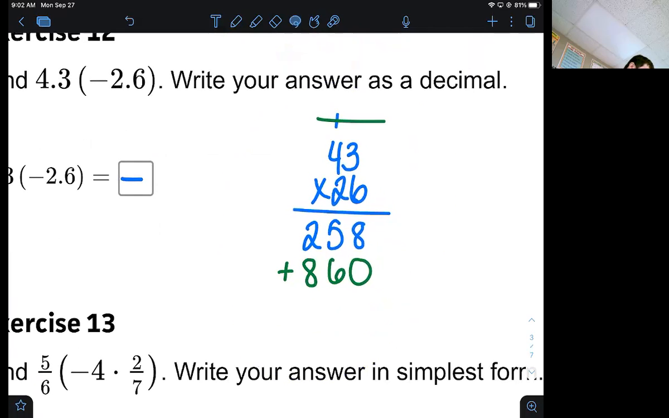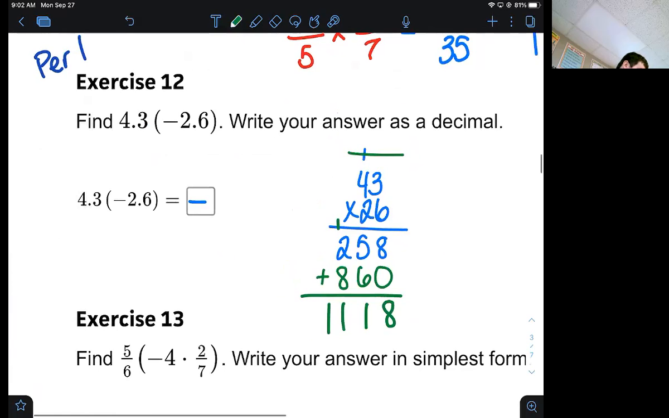Hannah, what do you get with 8 plus 0? 8. What about 5 plus 6? What about 1 plus 2 plus 8? Also 11. And then Hannah, one more question for you. I know my answer is negative, but I know it's not 1,118. How many decimal places are we supposed to have? 2. 1, 2. So make it negative 11.18.